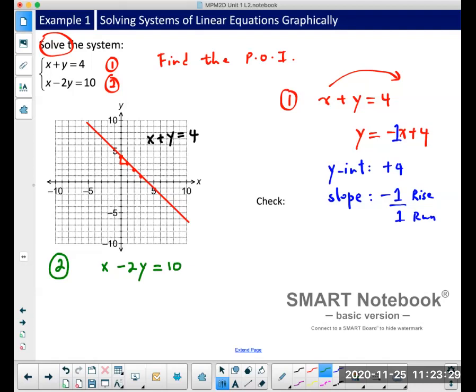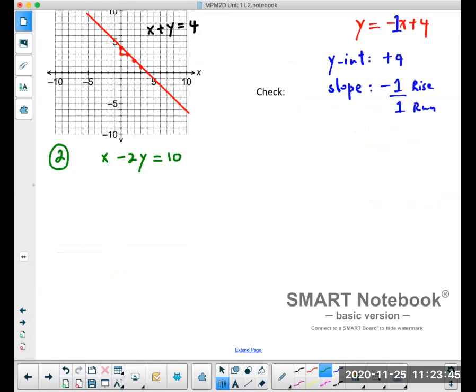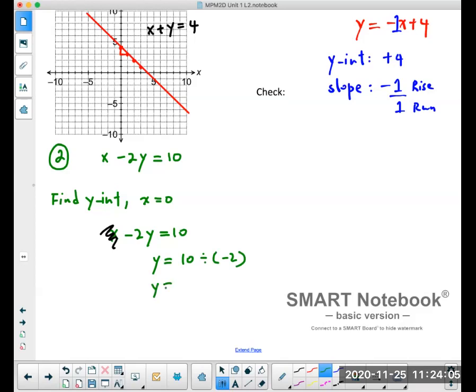This is an ax plus by equals c form. Sometimes it's actually easier to find the x and y intercepts instead of rearranging the equation. Because in this one, I need to rearrange the equation to divide by -2, and some of you find that a little hard. So I'm going to do the other method. To find the y-intercept, I'm going to set x equal to 0, which means anything that contains x is gone. -2y equals 10. y is 10 divided by -2, which, punched into the calculator, is -5.